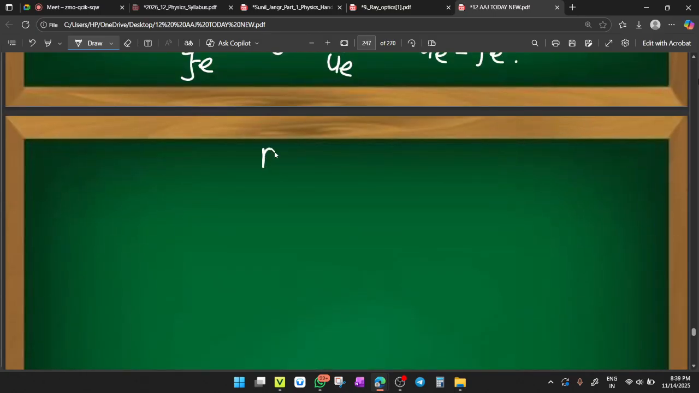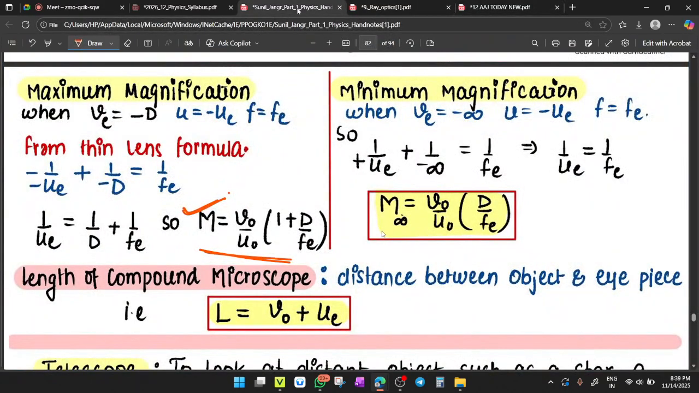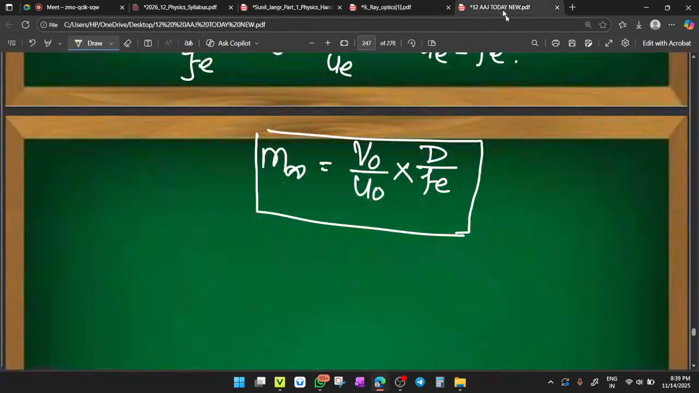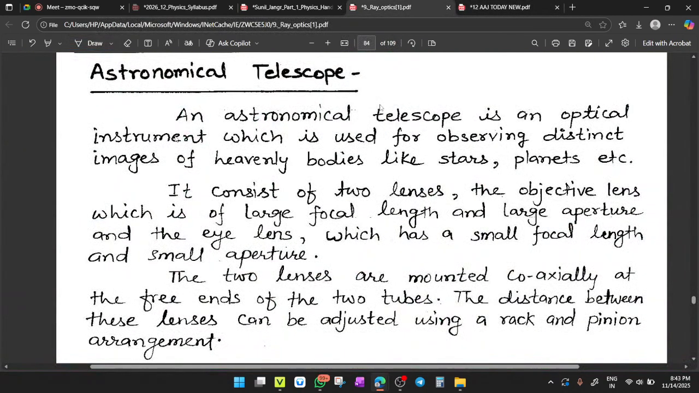So M infinite equals to V naught upon U naught into D upon FE. Clear or not clear? So M infinite equals to V naught upon U naught into D upon FE. Let me check. Yes. So this is the case for minimum magnification. Clear? Okay, write it.